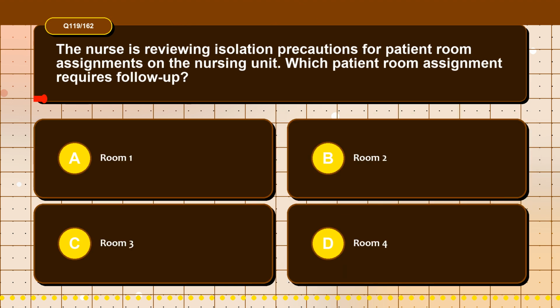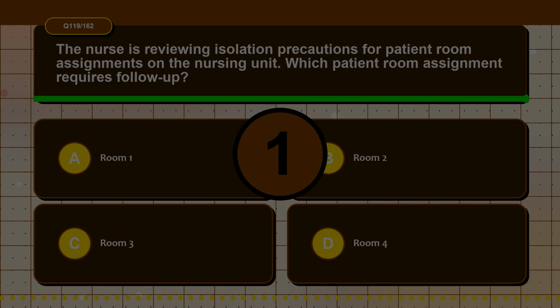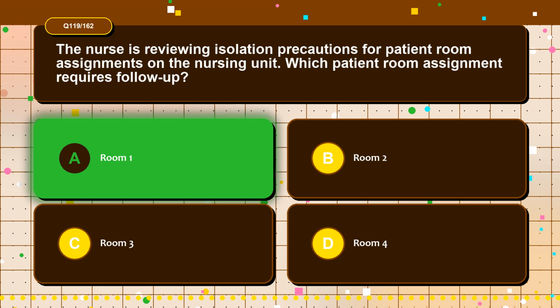Question 119. The nurse is reviewing isolation precautions for patient room assignments on the nursing unit. Which patient room assignment requires follow-up? Here are the options. Option A, Room 1. Option B, Room 2. Option C, Room 3. Option D, Room 4. The correct answer is option A, Room 1.